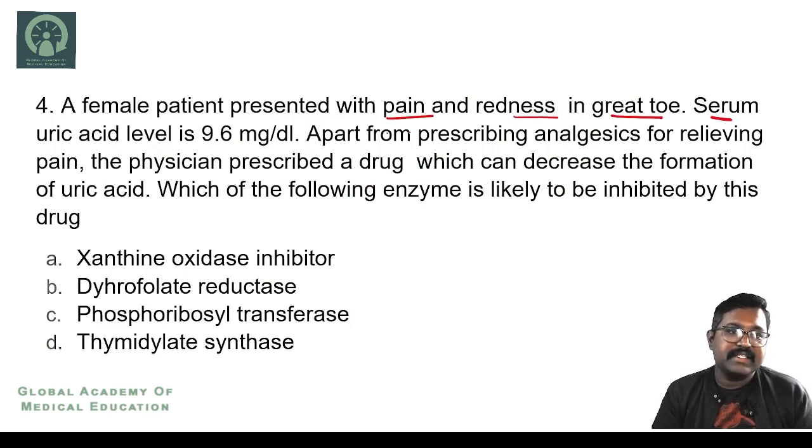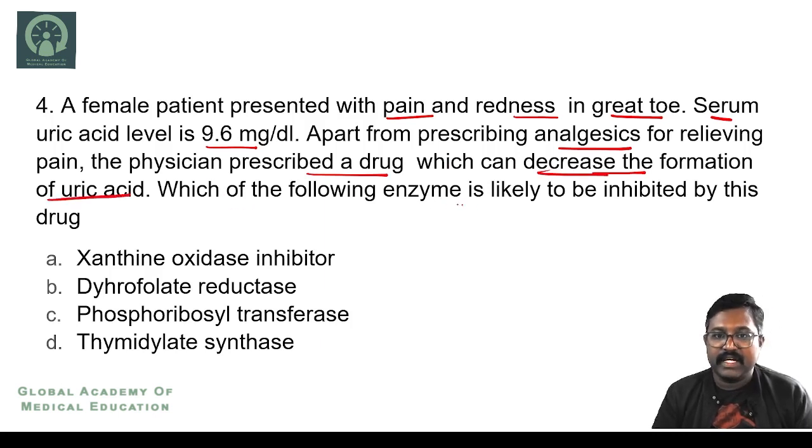Moving on to the fourth question: a female patient presented with pain and redness in the great toe, and serum uric acid levels were 9.6 milligram per dL, which is raised. Apart from prescribing an analgesic for relieving the pain, the physician prescribed a drug which can decrease the formation of uric acid.